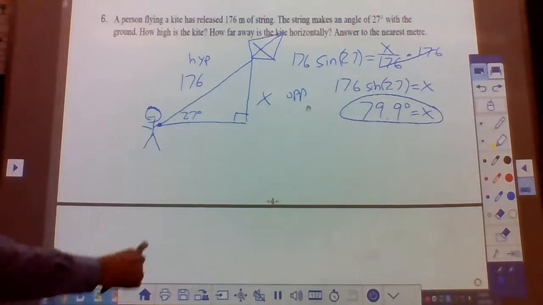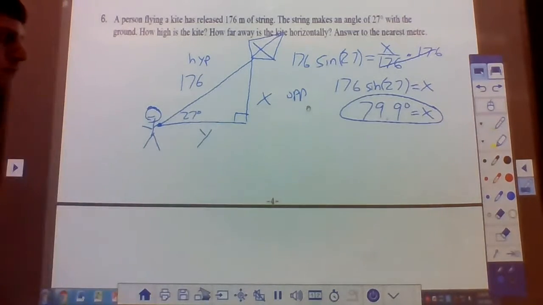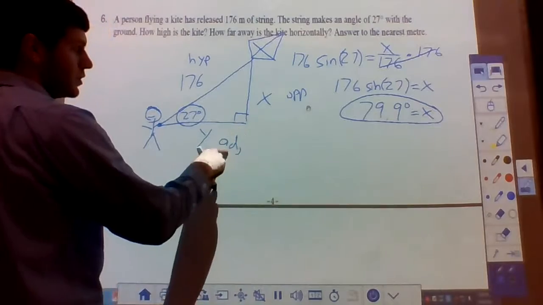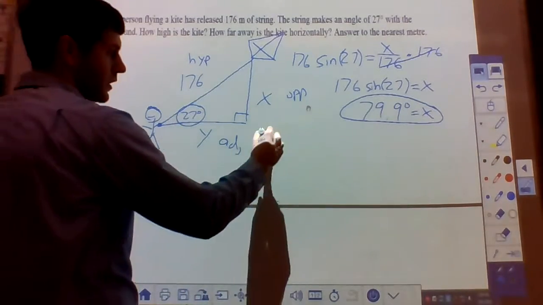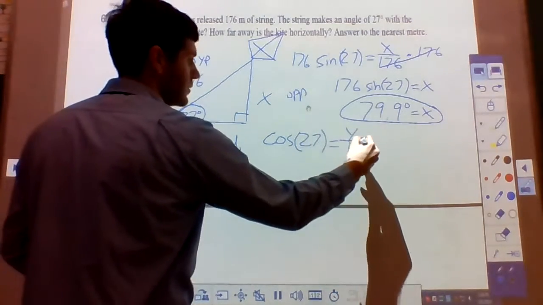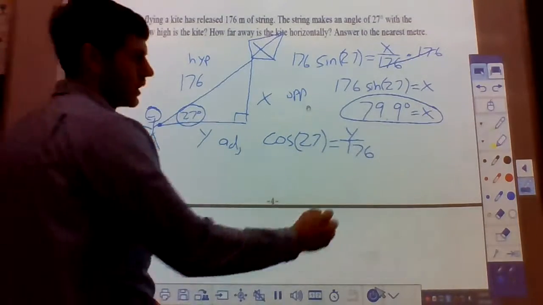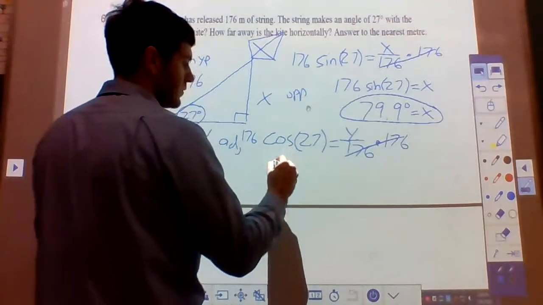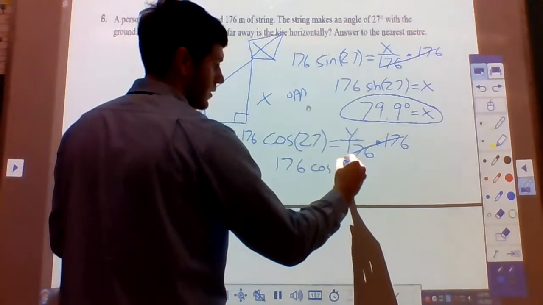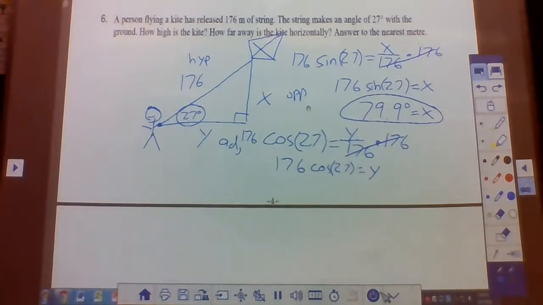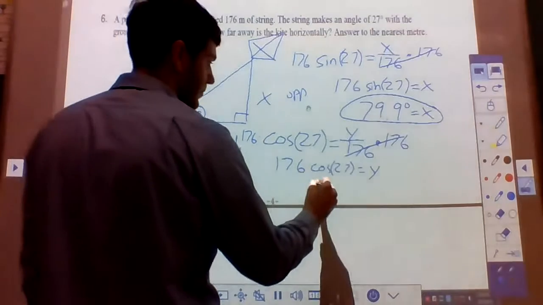How far away is the kite horizontally? So let's call that y. Okay, y is next to 27 degrees, so that's going to be the adjacent side. So adjacent and hypotenuse. So we're going to use cosine. So cosine of 27 is going to give us y over 176. Multiply both sides by 176. Okay, so we get 176 times the cosine of 27 equals y. So that's 176 times the cosine of 27. That's going to give us 156.8 meters.